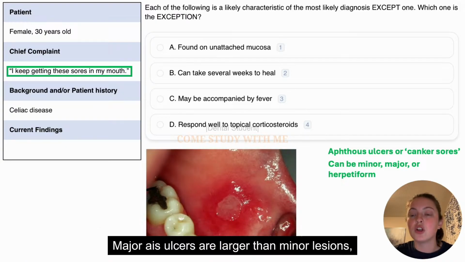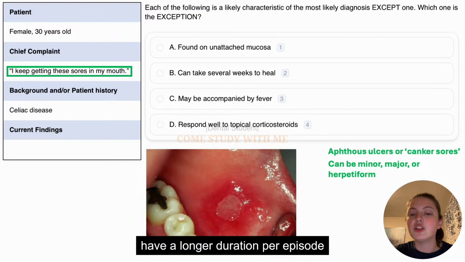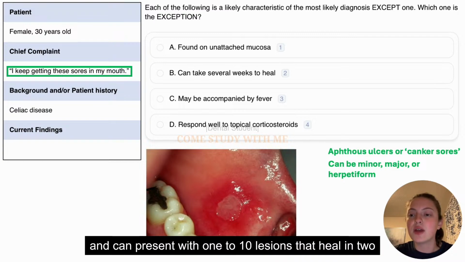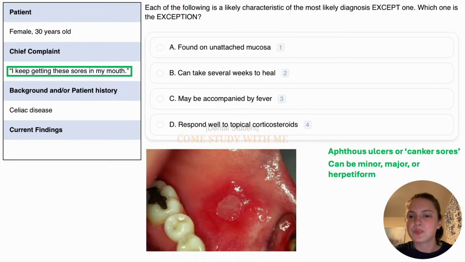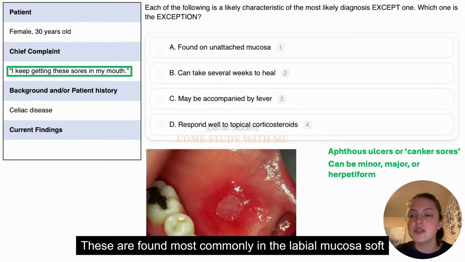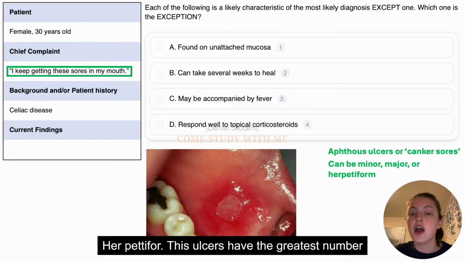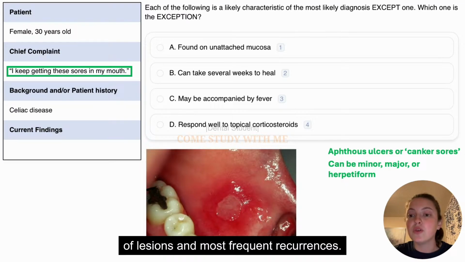Major aphthous ulcers are larger than minor lesions, have a longer duration per episode, and can present with 1 to 10 lesions that heal in 2 to 6 weeks, often with scarring. These are found most commonly on the labial mucosa, soft palate, and near the tonsils. Herpetiform aphthous ulcers have the greatest number of lesions and most frequent recurrences.